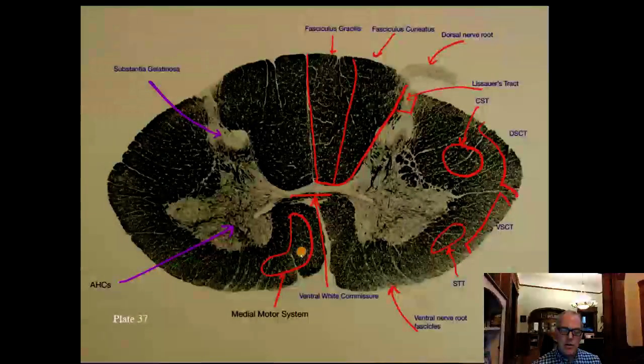And the other one we mentioned is the medial vestibulospinal tract, and that's the one that moves your neck appropriately in response to head movement. Maybe you're falling and you make a corrective movement. That's the medial vestibulospinal tract. We talked about that last time, but I'll just point out that it would be in this location.